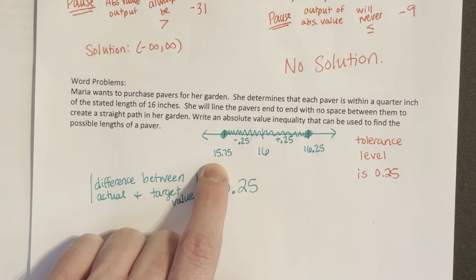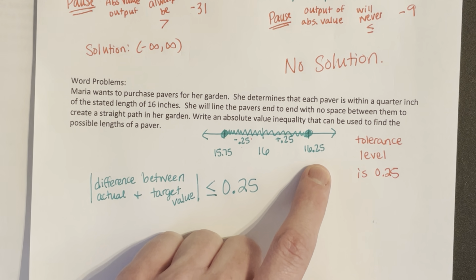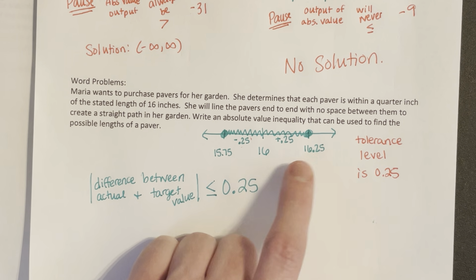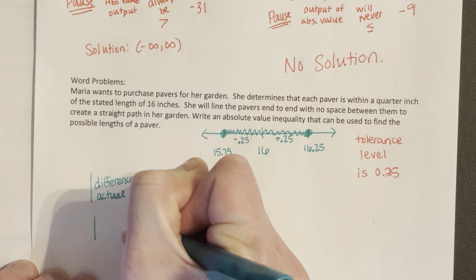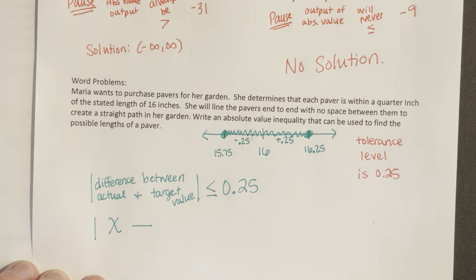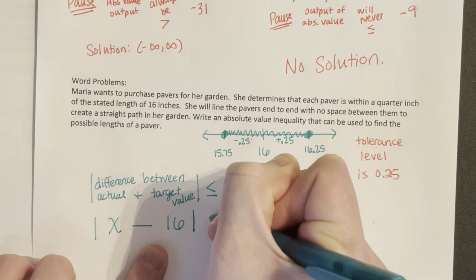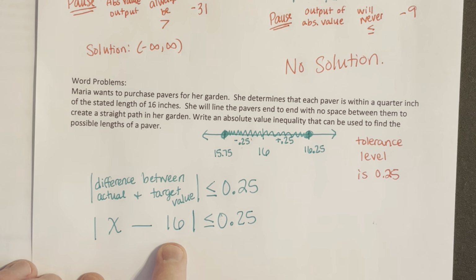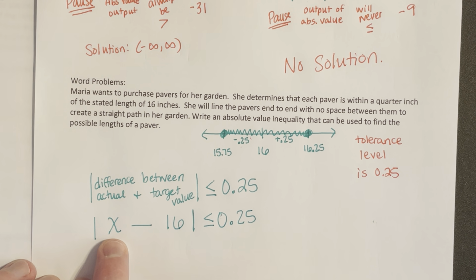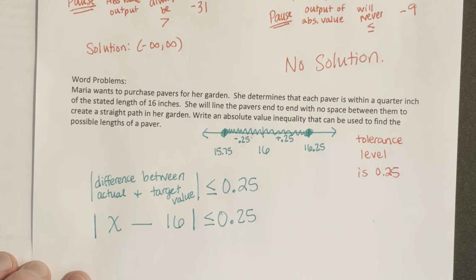So if the actual thing was 15.75, it's only 0.25 off. If it was 16.25, it's still only 0.25 off. So we're looking at the difference between these two things, and the difference in math terms just means subtract. So if I have a specific paver, the difference between that and 16 cannot be more than, it has to be less than or equal to 0.25. So 16 was our target length, and the actual is going to be whatever the paver is. So we can let that be our variable x. This is how we would represent this in an absolute value inequality.